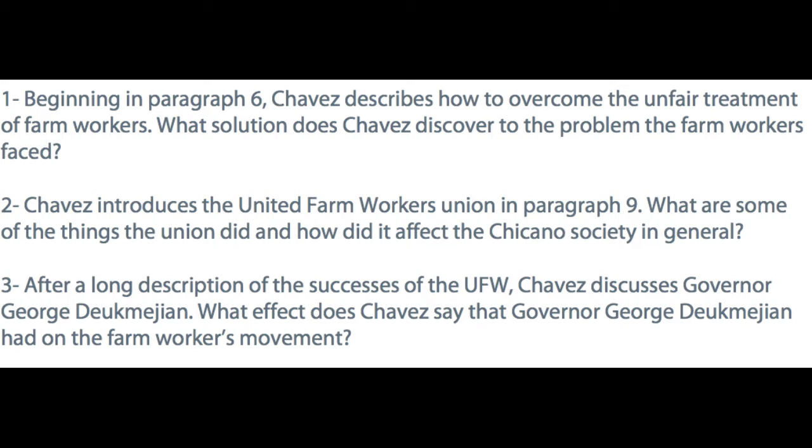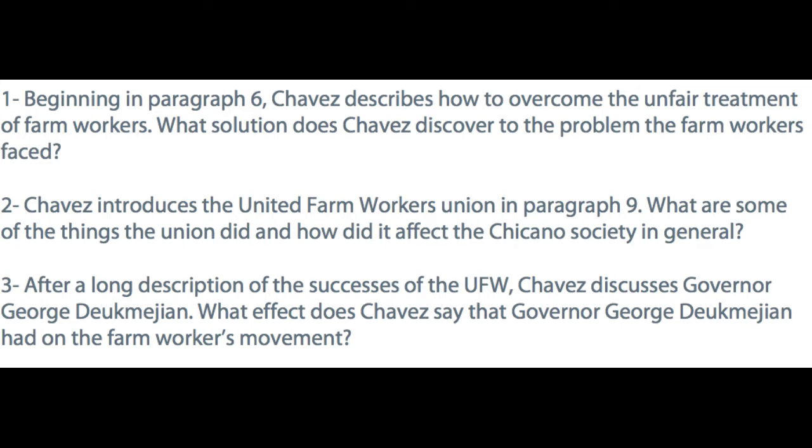And so each one has their own individual question. So the first one is, what solution did Chavez discover to the problem the farm workers faced? The second one is, what are some of the things the union did and how did it affect the Chicano society in general? And three, what effect does Chavez say the governor had on the farm workers movement?